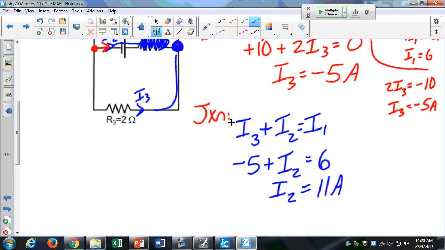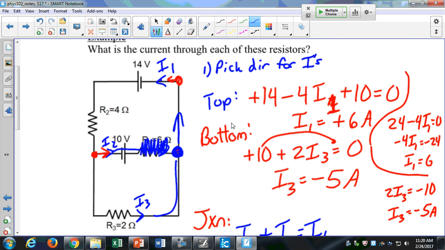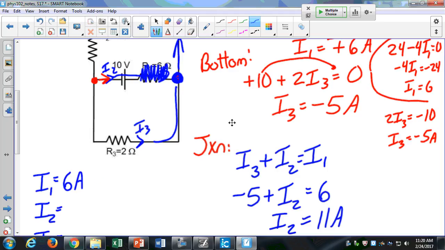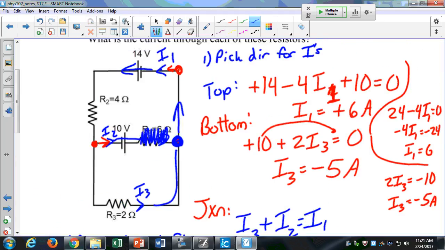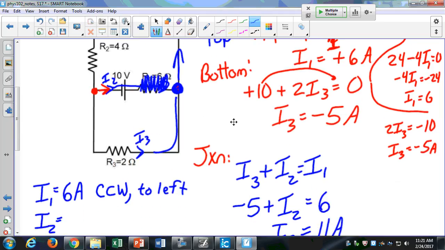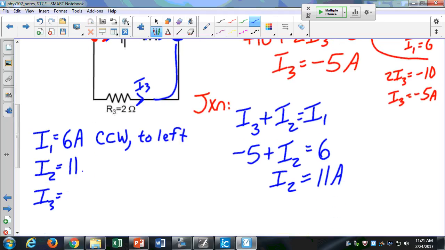So how we would report the answer here is that I1, I2, and I3. I1 is 6 amps. Counterclockwise, or I might say to the left, referring to it going to this direction. Because it came out positive, that direction was correct. I2 was 11 amps. I would say I2 is to the right.